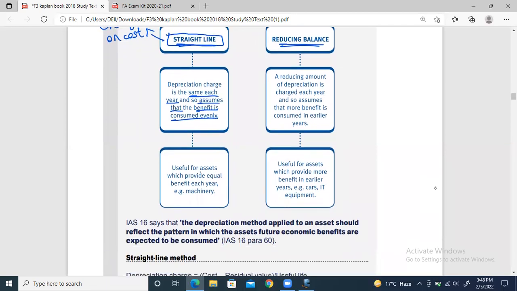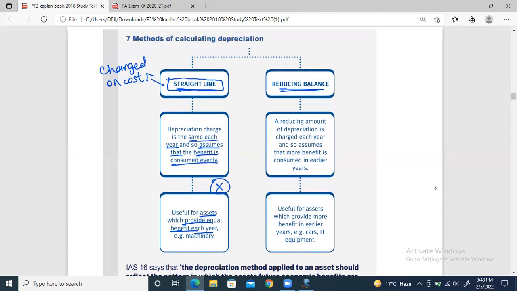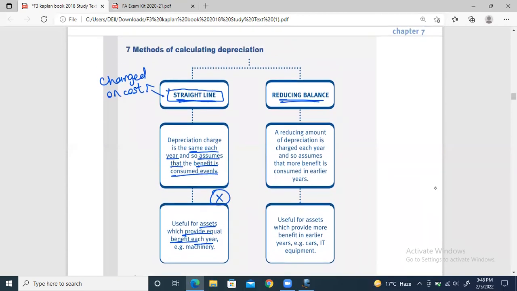Okay. So it's useful for assets which provide equal benefit each year. This is, I think, not relevant. It will ask you in the question. It will show you clearly which method they're using, either reducing balance or straight line. Always remember this will be charged on cost.